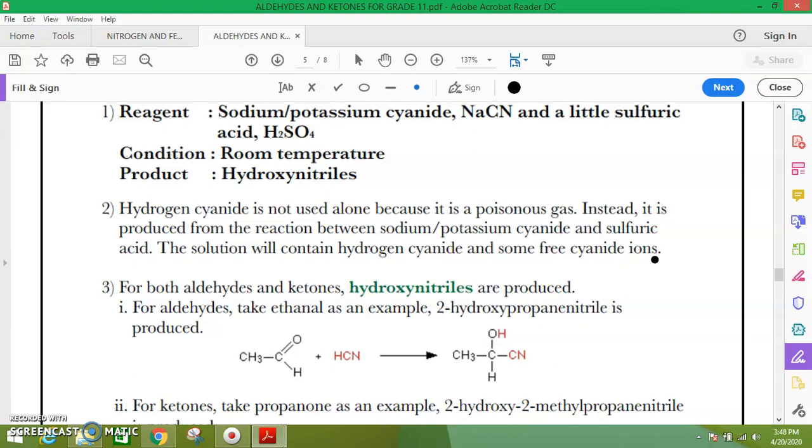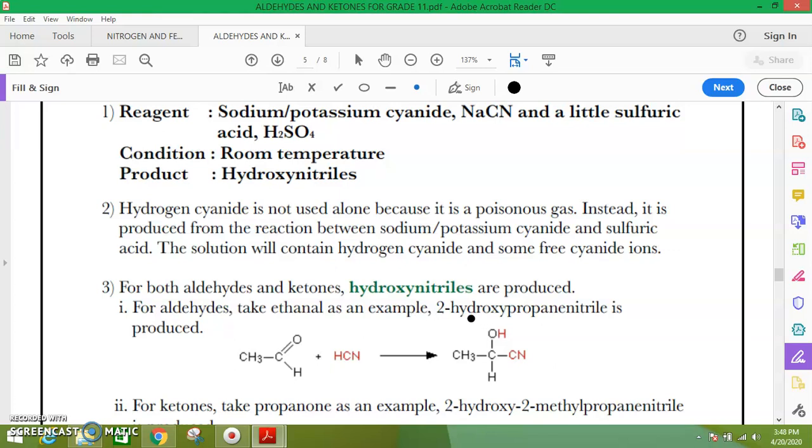As we studied before, the cyanide ion, CN negative, is a nucleophile. So here, the nucleophile addition reaction, we call nucleophilic addition reactions. For both aldehyde and ketone, hydroxynitriles are produced. You can use aldehyde or you can use ketones, but your final product is hydroxynitriles. Please memorize this name. Number 1, now here aldehyde, take ethanal as an example.